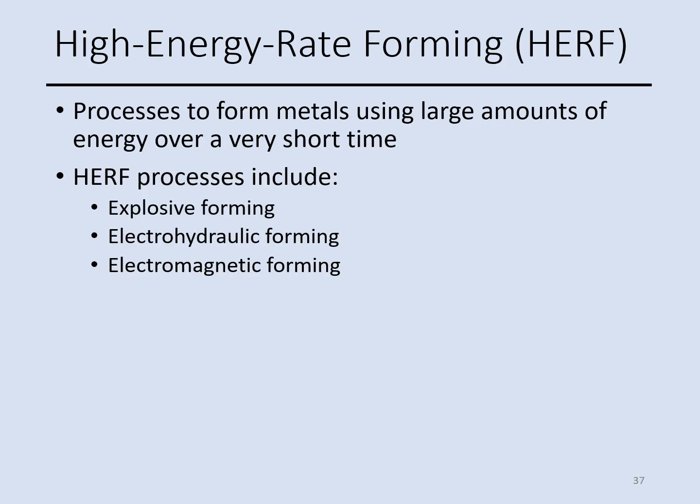The last category is called the high energy rate forming process, HERF. This is a process to form metal using a large amount of energy. The time in this process is very short, and it can be done with explosive material. It can be done on electro-hydraulic equipment and electromagnetic equipment.